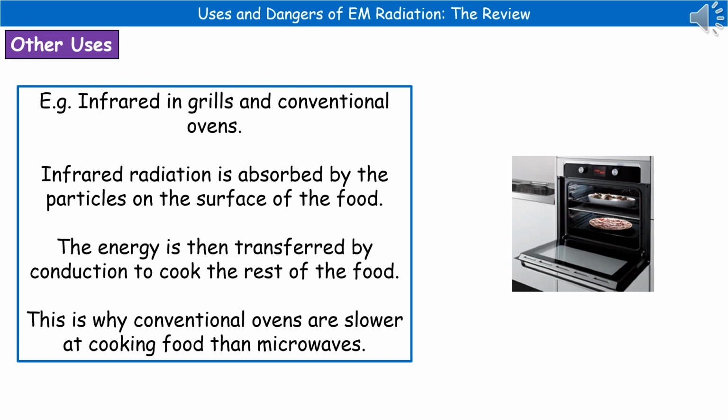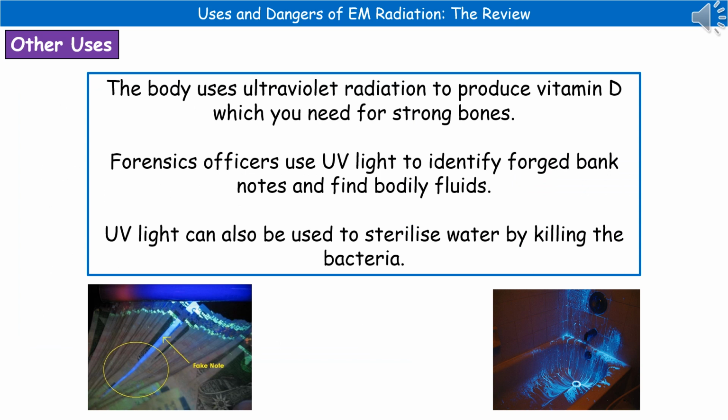The second cooking option we've got is using infrared in our conventional ovens. Now, infrared is only absorbed by the particles on the very outer surface of the food, and then that energy has to be transferred by conduction to cook the rest of the food. So because of this, we can see there's a clear difference between our microwaves that are absorbed by the first few centimetres and the infrared, only the very outer surface particles. So that's why our conventional ovens are much slower at cooking food than microwaves, because it's not penetrating as far in that first instance.